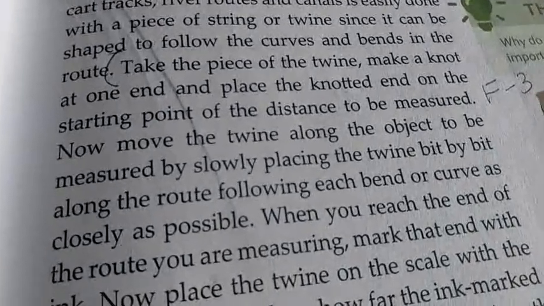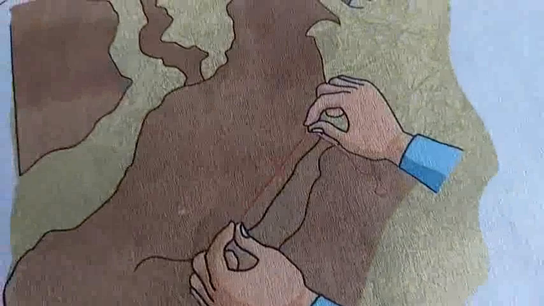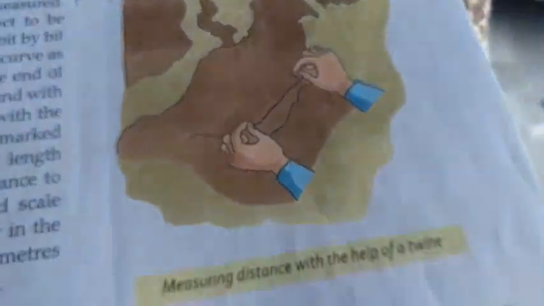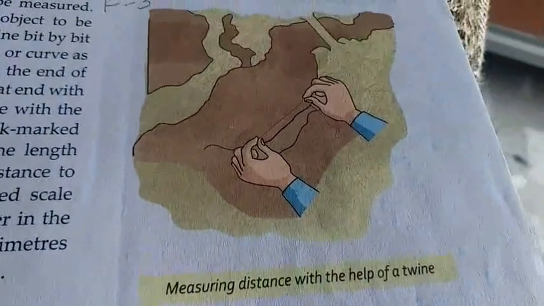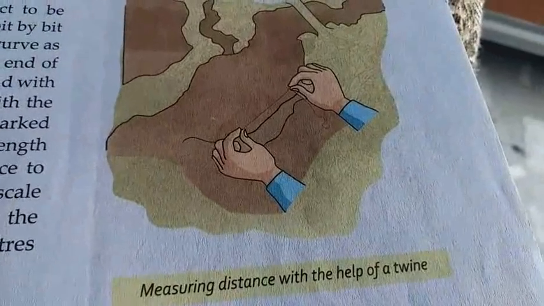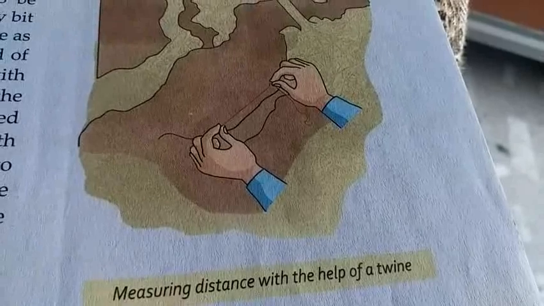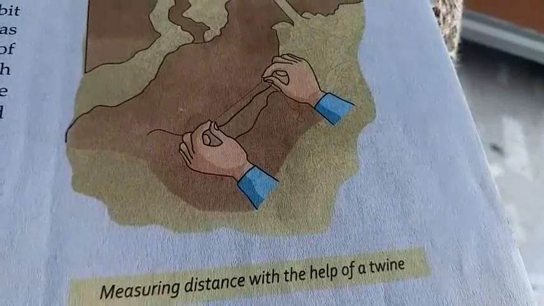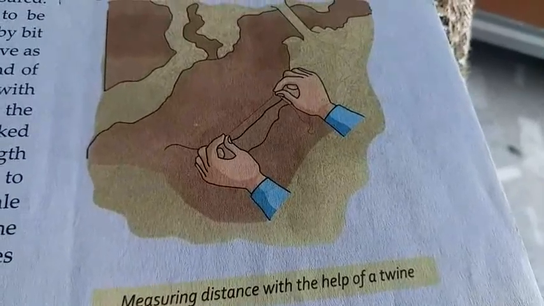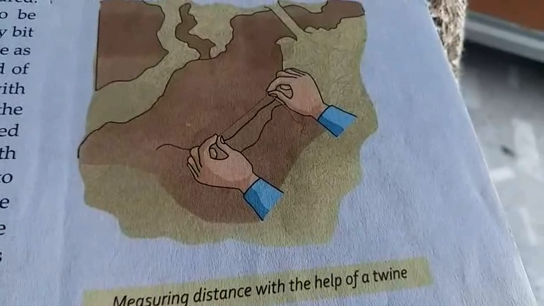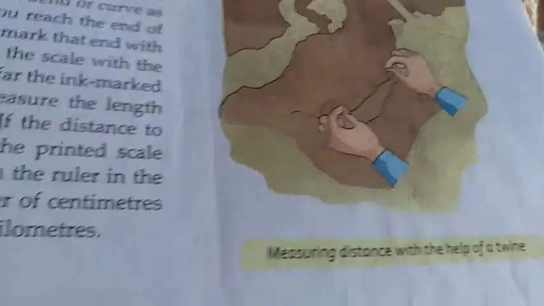Just now, as I have informed you in the map, see here, in the map it is given measuring distance with the help of a twine. It's a river and he is measuring with the help of a thread, and that thread will be measured on the scale, and then the distance will be calculated easily.